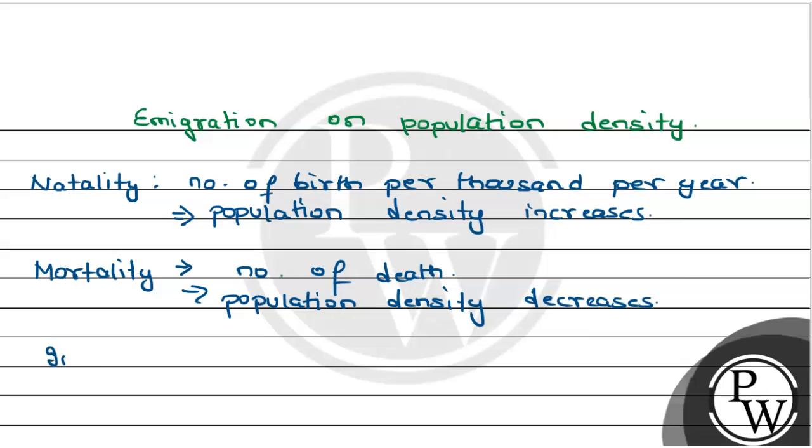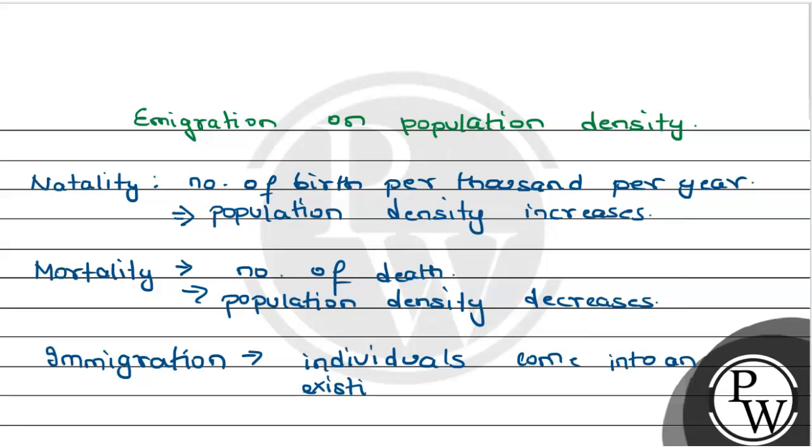Next we have the concept of immigration. What happens during immigration? Individuals which belong to the same species come into an existing population so that their resources can be used, and they are coming from some other population. So here also population density increases. So we can say population density rises.